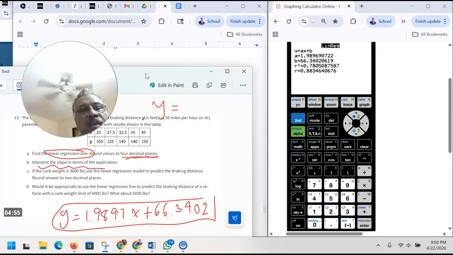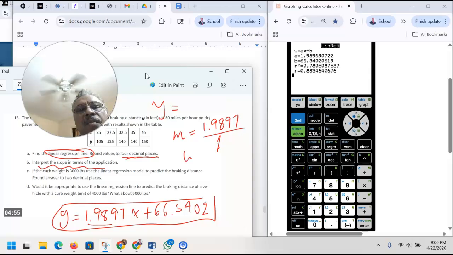Interpret the slope. What is the slope? Here, the m is the slope, which is 1.9897. It means every time the weight goes up by one. So this is the weight, the x, and this is the distance the vehicle travels after braking.